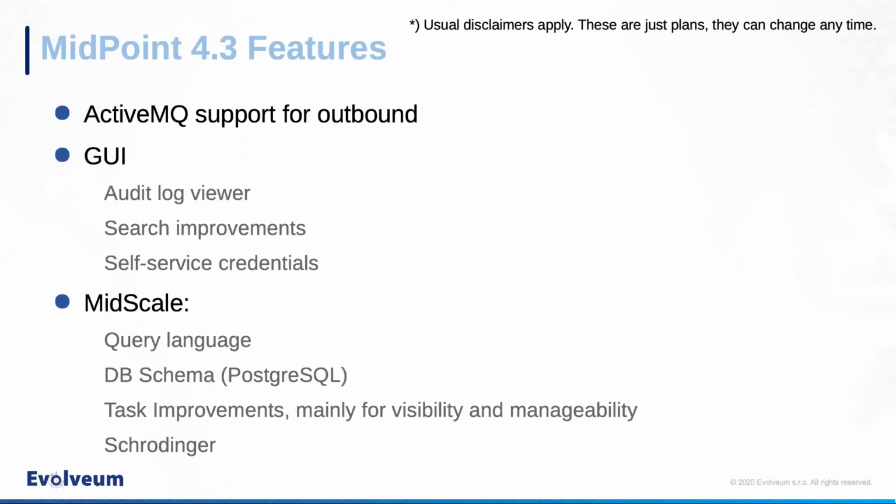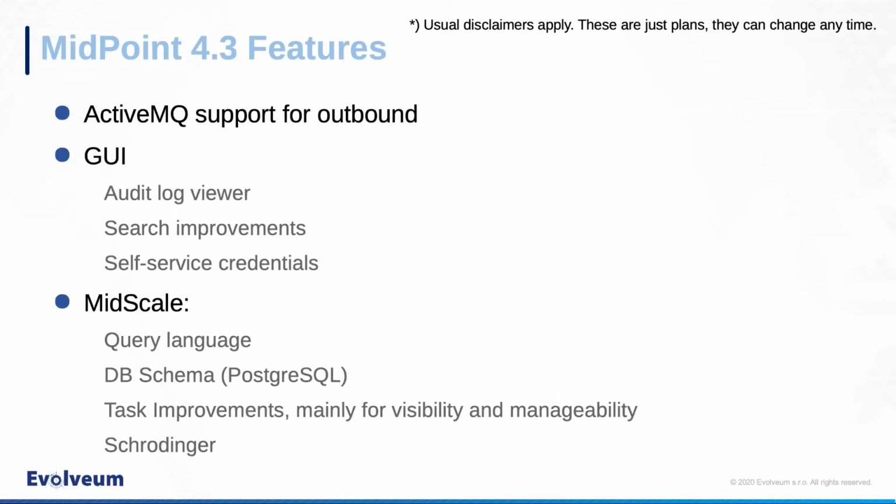We also plan to do a lot of task improvements, mainly focused on visibility and manageability. So it will be easier to see what's happening right now in the system, which objects are processed, which errors happen, and so on. And also we want to improve the manageability of tasks. So in the end, it should be easier to create some partitioned task or multi-threaded task.